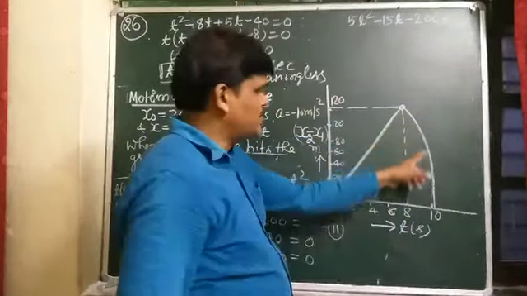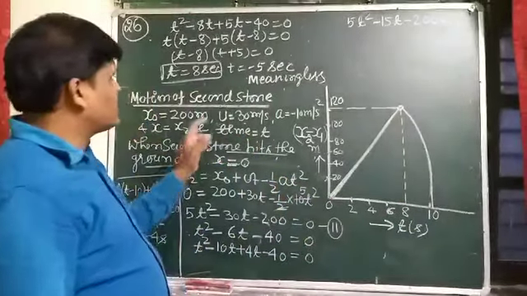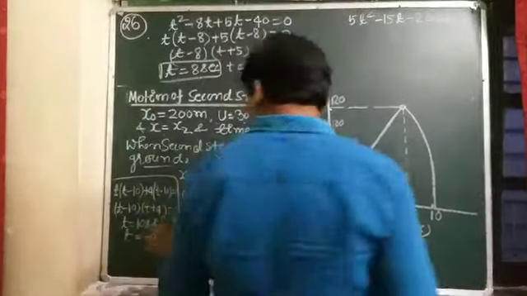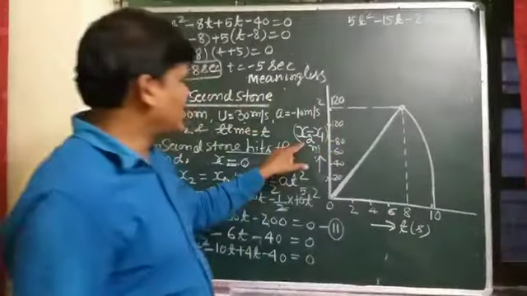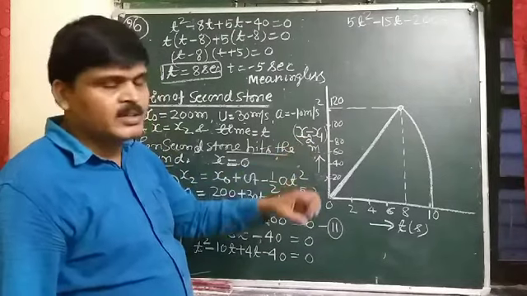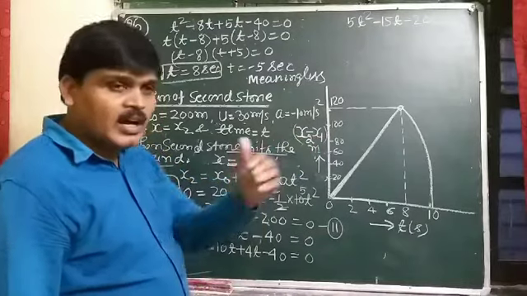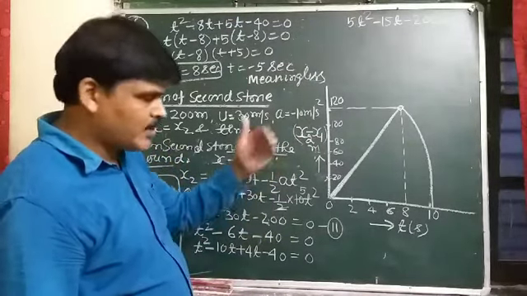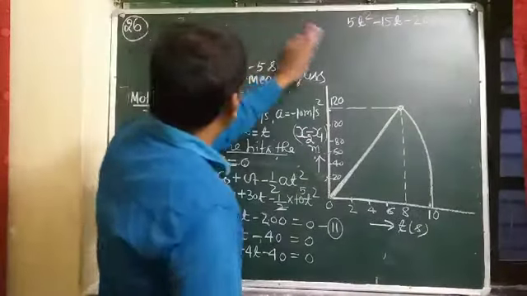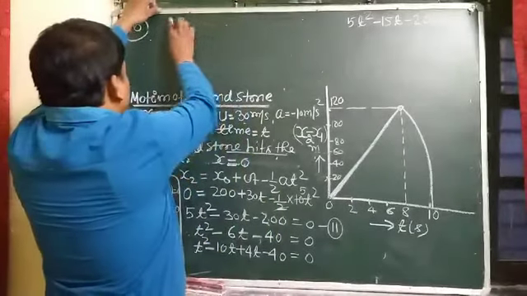So this is the graph for the second stone. Now, student, the first stone hits the ground at 8 second, and the second stone hits the ground at 10 second. Now we have to find the separation between the position of the two stones after time t.